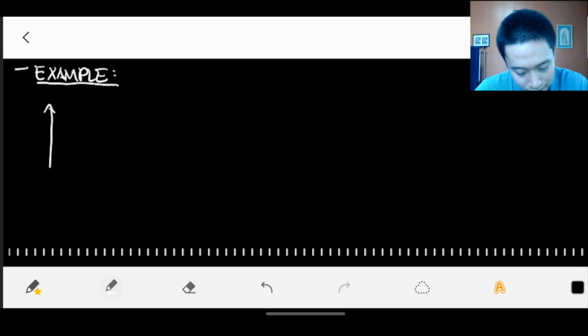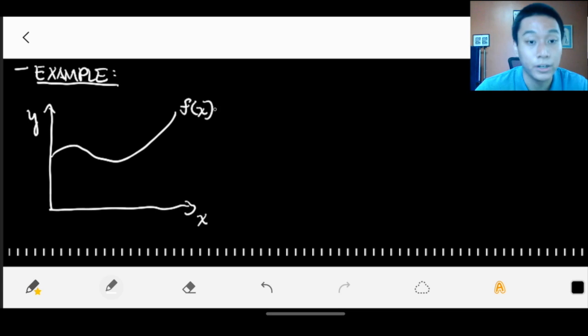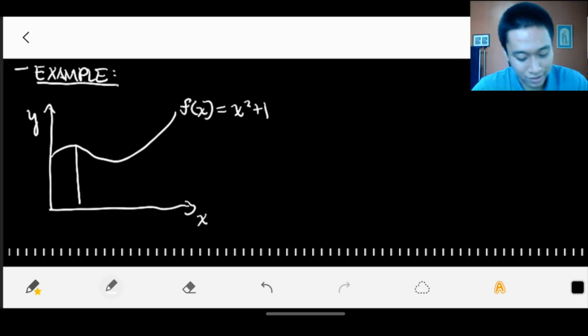Draw the y-axis there and the x-axis here, x and y, and say we have our function here. This is our function f of x. Let's say our function here is x squared plus 1. But this is just for example purposes. I know if you Google what the graph of x squared plus 1 looks like, it does not look like this.